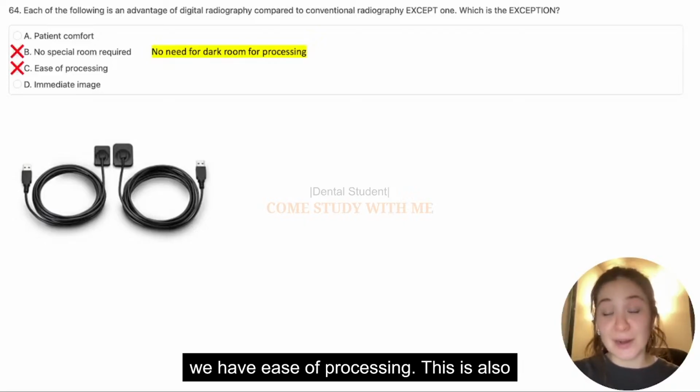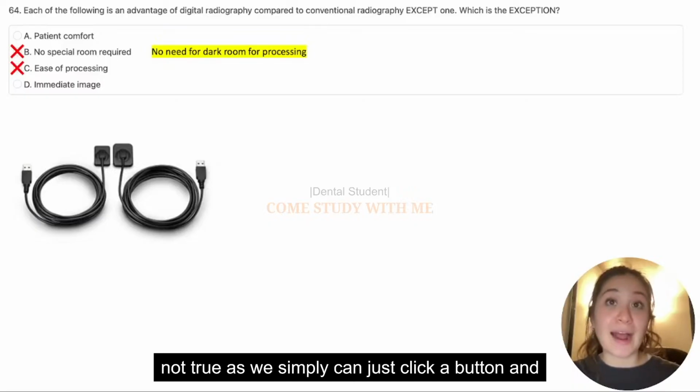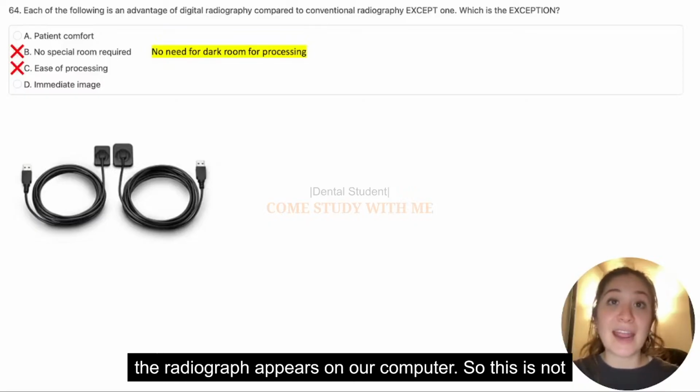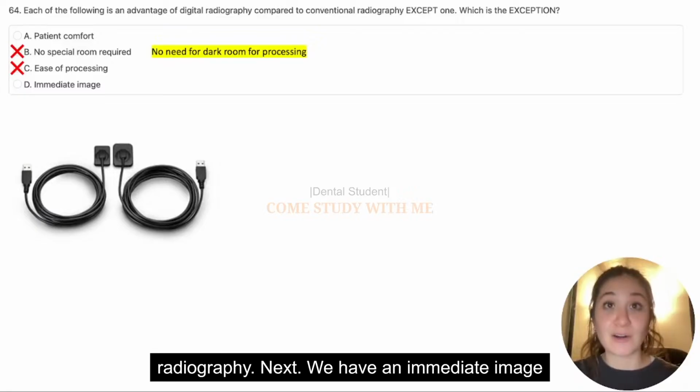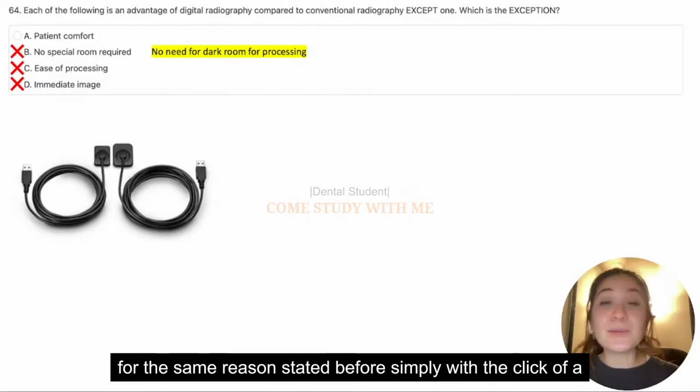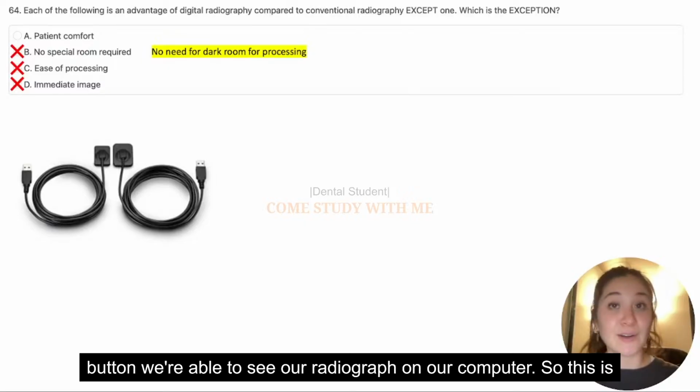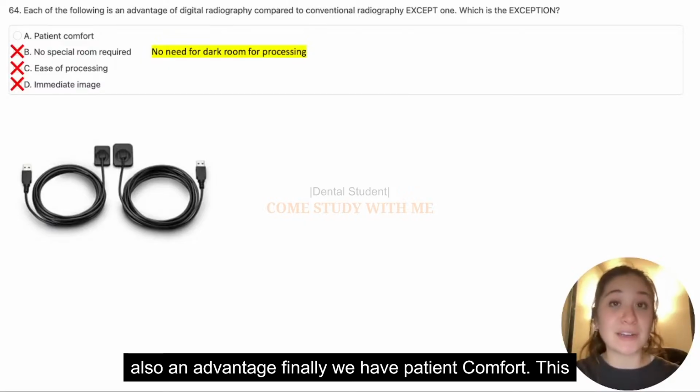Next, we have ease of processing. This is also true, as we simply can just click a button and the radiograph appears on our computer. So this is not the correct answer, as this is a very easy change from digital radiography. Next, we have an immediate image. For the same reason stated before, simply with the click of a button, we're able to see our radiograph on our computer. So this is also an advantage.